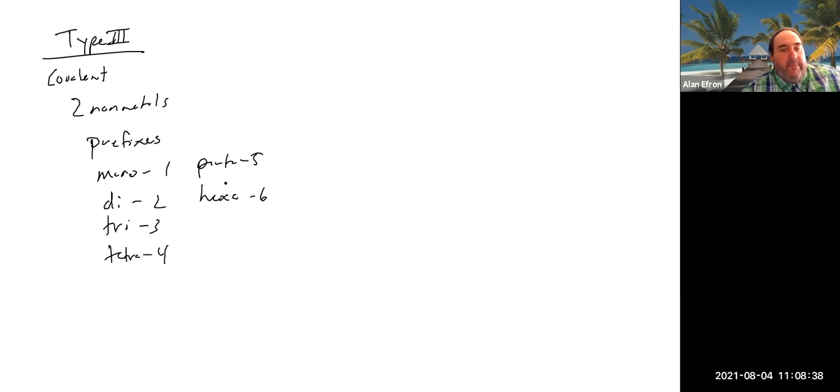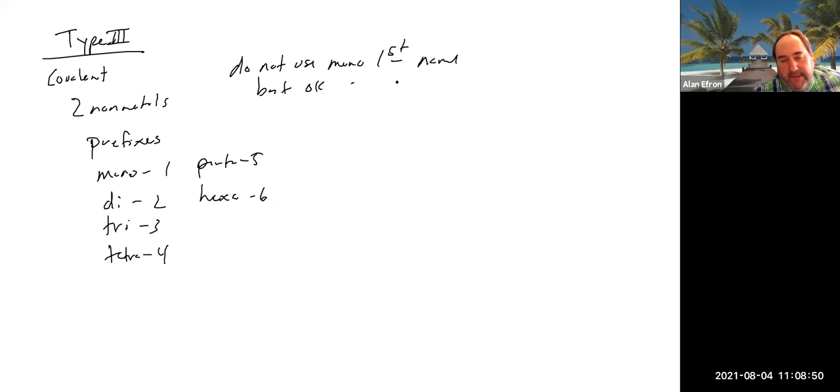Now, there's a couple of rules. We do not use mono on the first name, but it's okay on the second. And we do get a couple of places where we get a couple of vowels together, where we typically will drop off the vowel on the prefix, so we don't get some weird things.